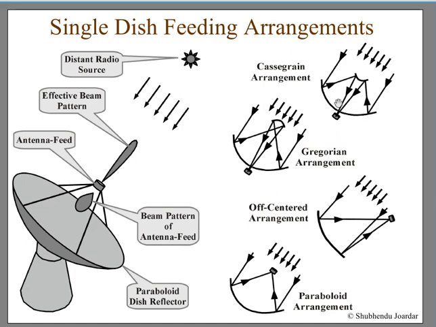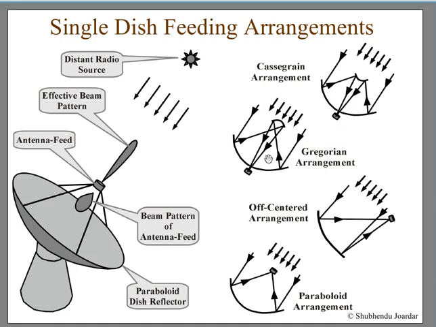This is called the Cassegrain arrangement, in which the antenna feed is located here. There is a hole here, and there is a sub-reflector here. So the rays come here, get reflected back and come down here. This is very popular in optical telescopes, but in radio telescopes also they use it. There are certain advantages and disadvantages for all of these.